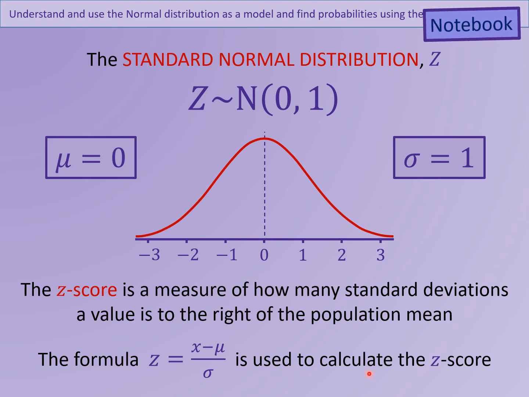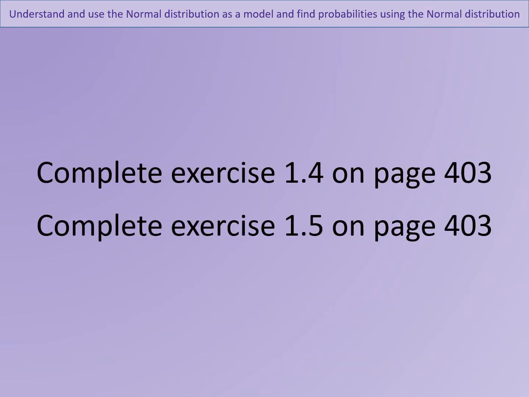If you need more time, pause it. Try exercises 1.4 and 1.5. One of those is purely about Z-scores and working out a Z-score, and the other one is practicing some of the skills we just did with probabilities. So have a go at both of those exercises before we move on.